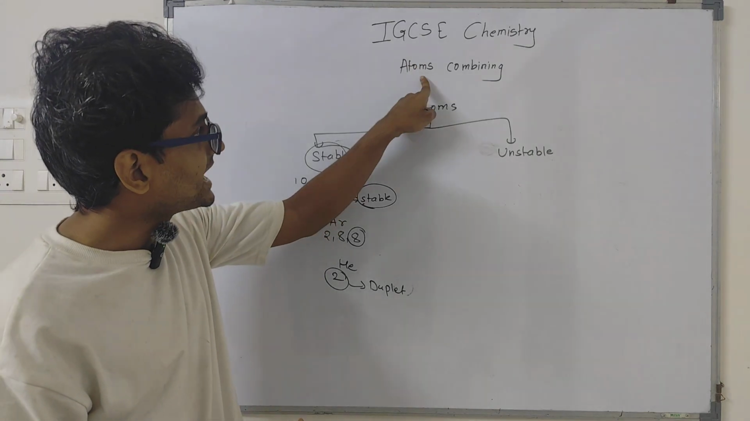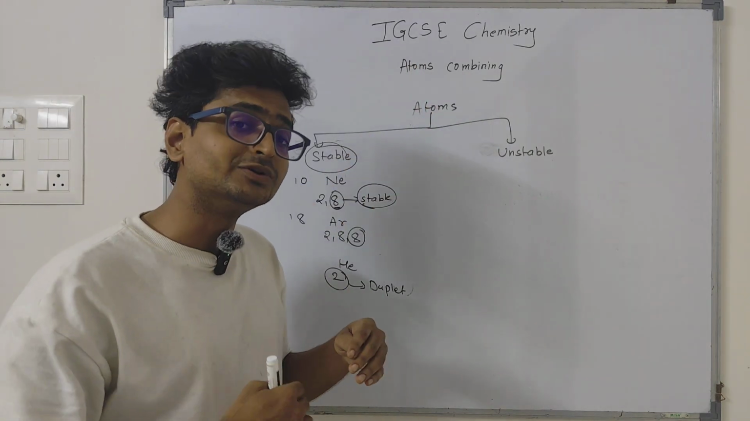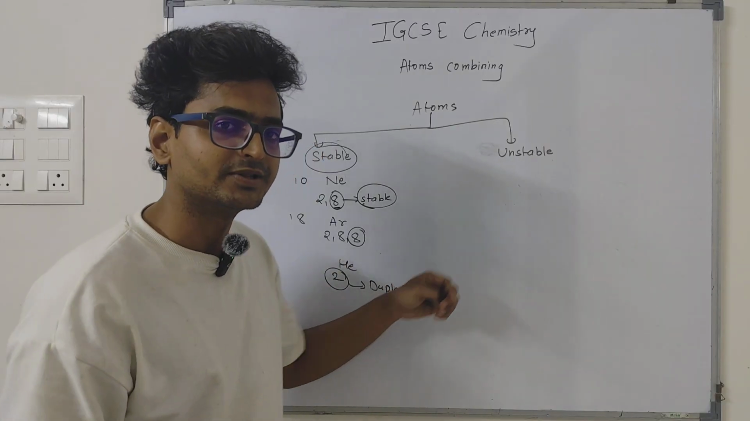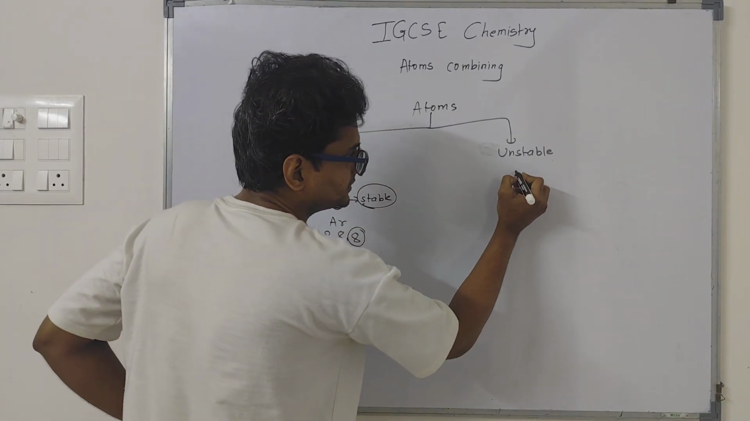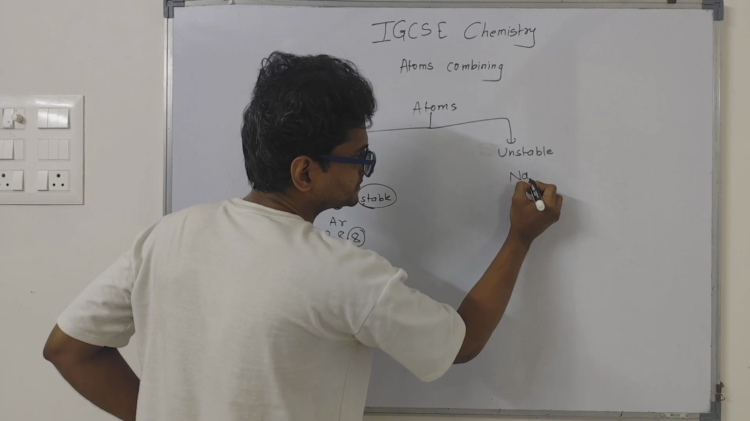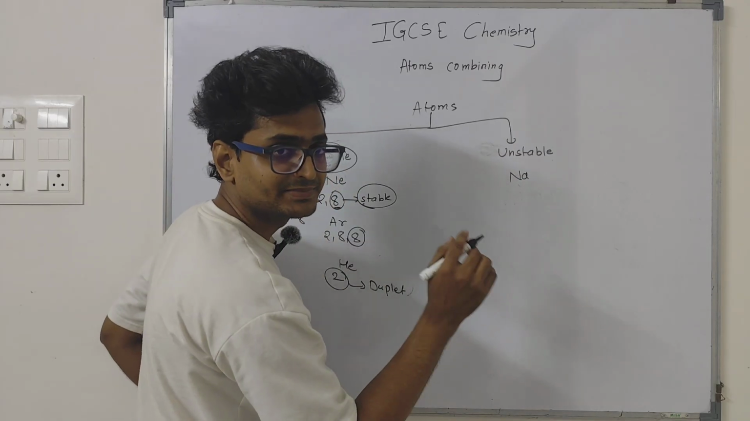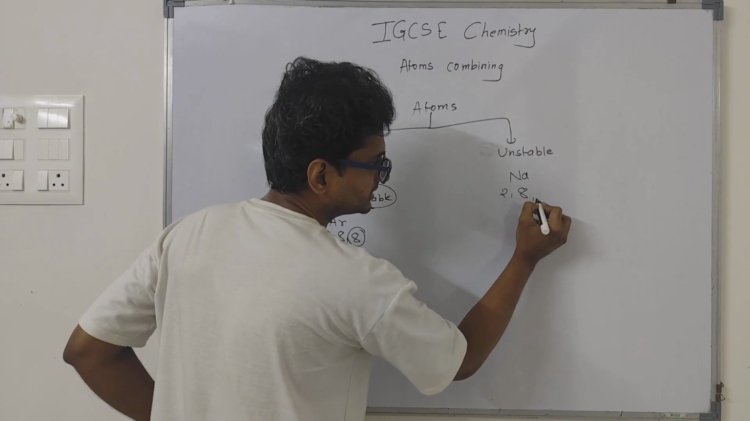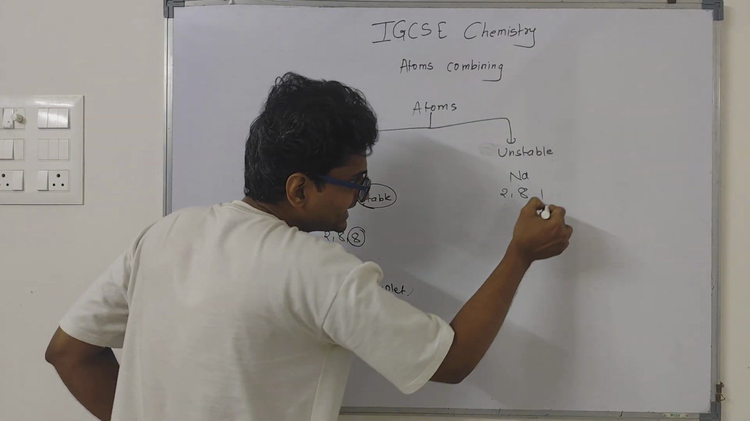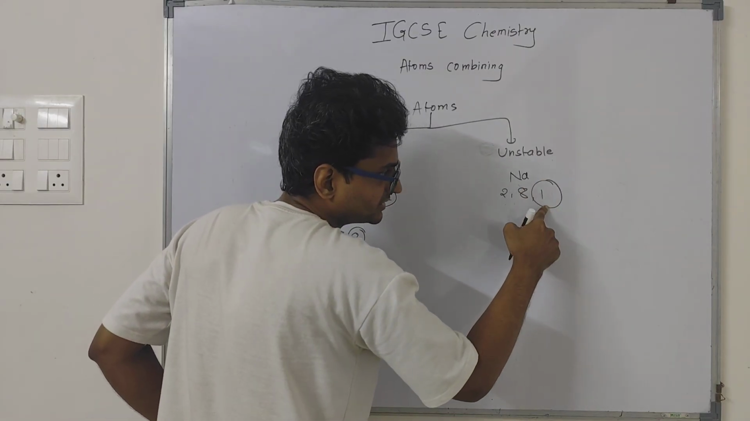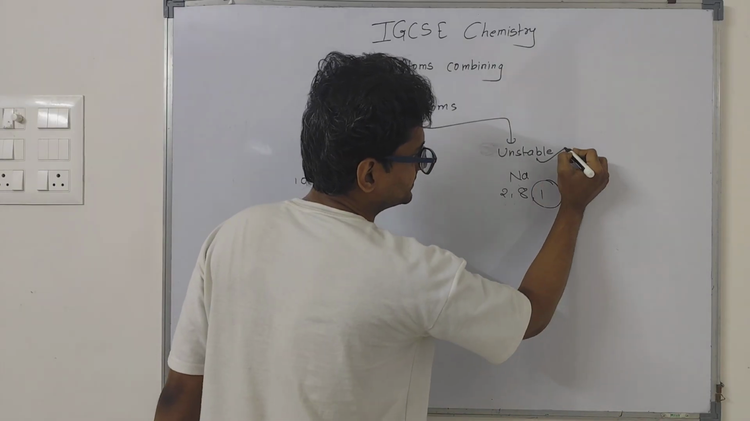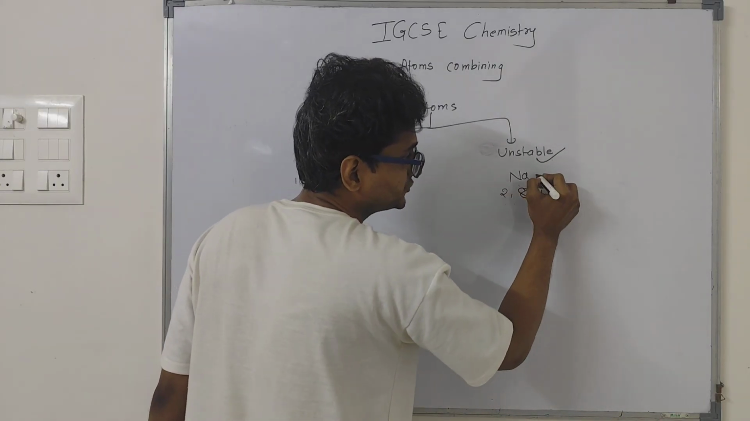We are going to talk about atoms combining. So only those atoms will combine which are unstable. Let's talk about unstable atoms. Let's say I have sodium. The atomic number of sodium is 11, so the electronic configuration will be 2, 8, 1. Now if you see, it has 1 electron in the last shell, which is not equal to 8, right? So this is unstable. So this has to bond.